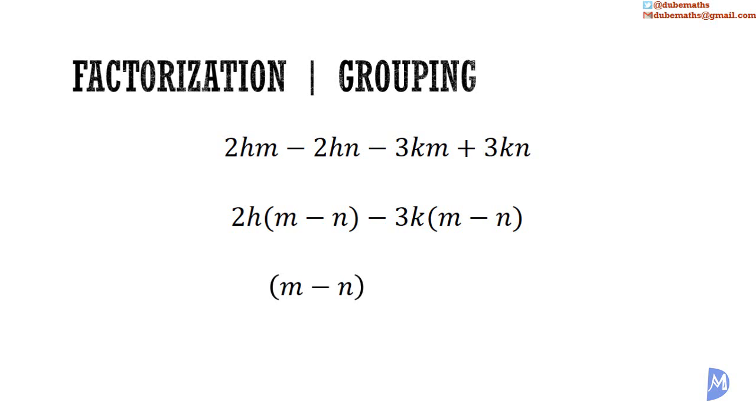What do we multiply m minus n by to get 2h(m minus n)? 2h. And we add that to, what do we multiply m minus n by to get negative 3k(m minus n)? Negative 3k. And it's done. We have factorized the equation.